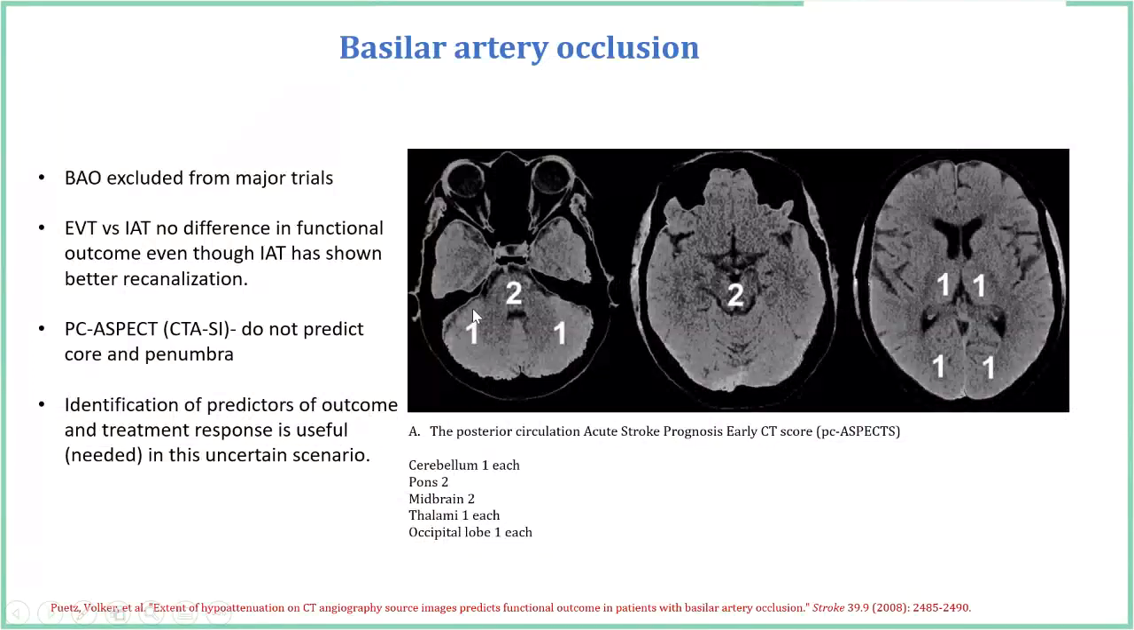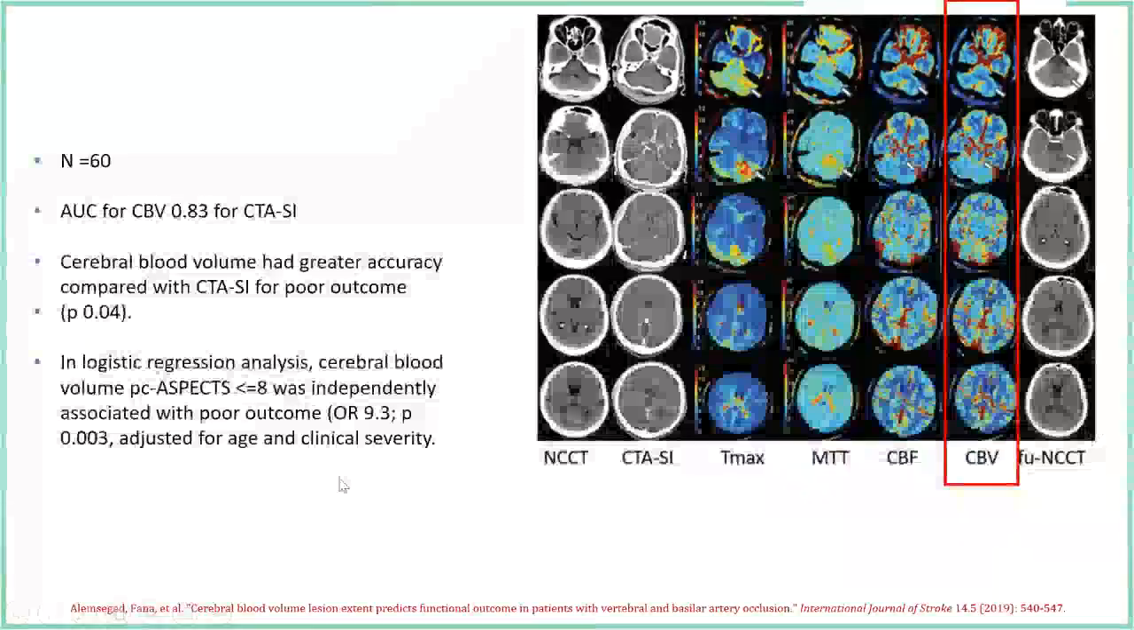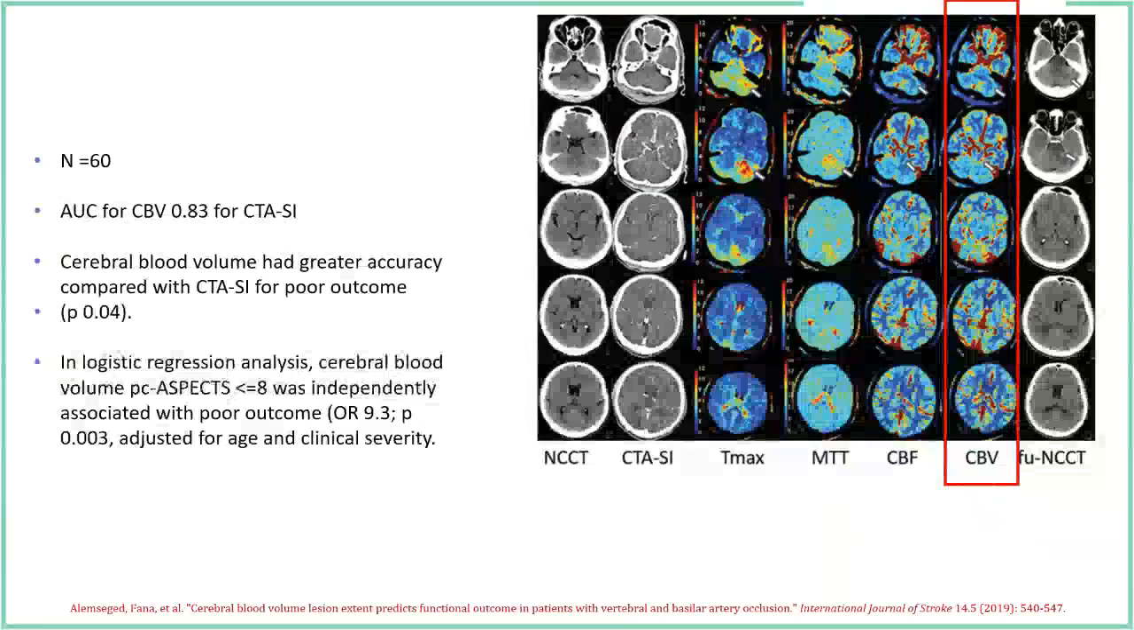But as I said, this module does not predict the penumbra. This module was not guiding treatment. So we need better imaging parameters that can detect the penumbra and the core volume. A recently published paper in the International Journal of Stroke in 2019 did a study with CT perfusion for posterior circulation stroke, especially vertebrobasilar artery occlusion stroke.